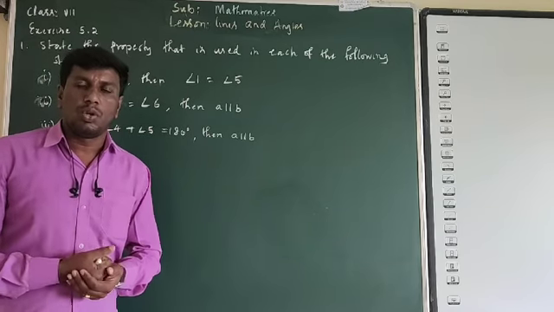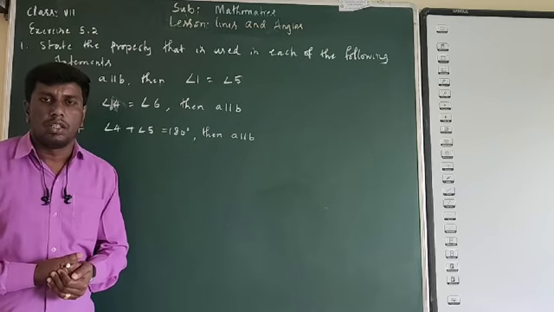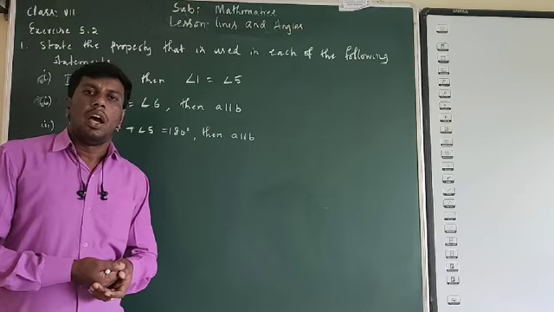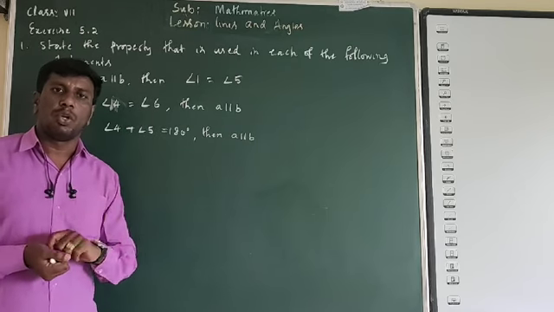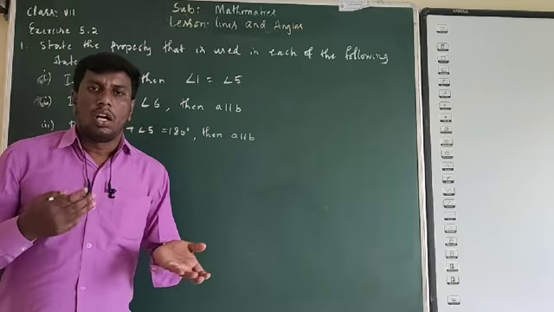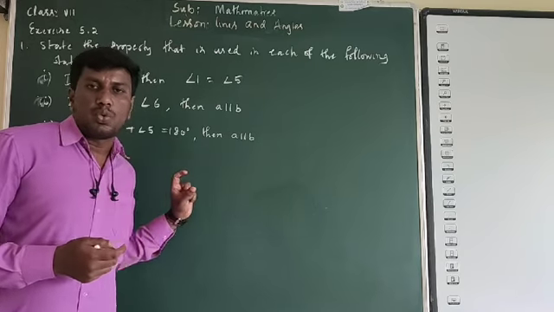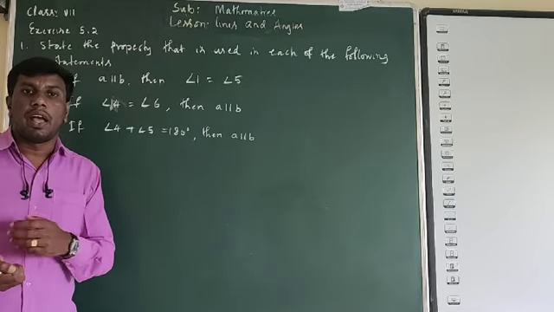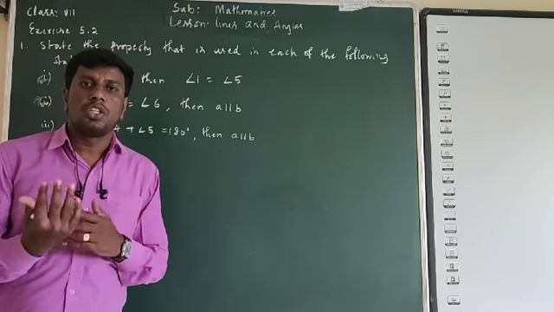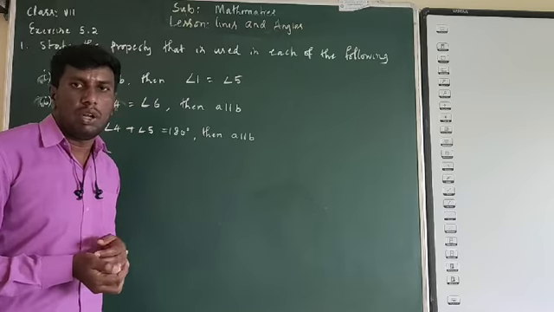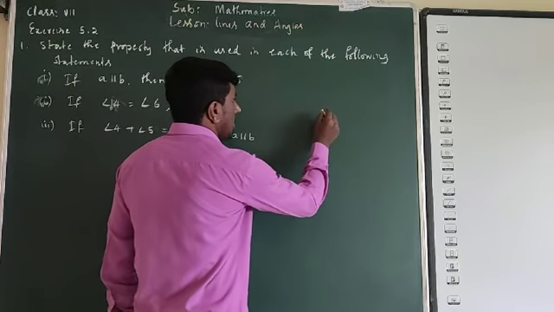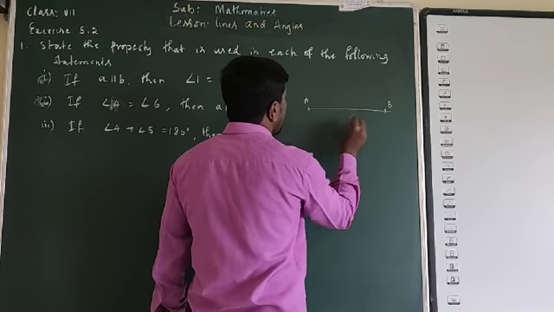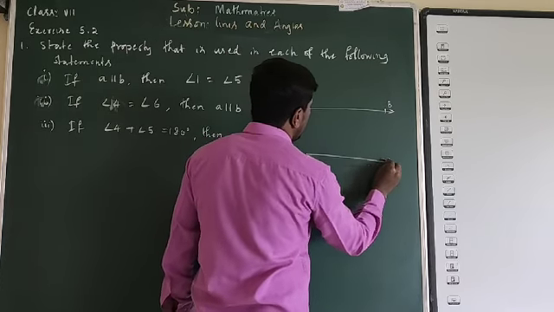So we know that we are discussing parallel lines and transversal line in the lines and angles lesson, right? In the last class I had explained what you mean by parallel lines and what you mean by transversal line. If there are two parallel lines and one transversal line, what different types of angles will come and what are the relationships between those angles, we have learned in the previous class.